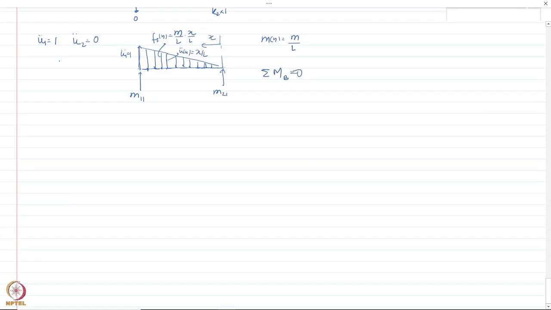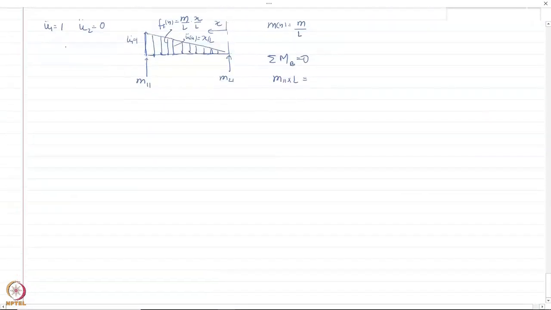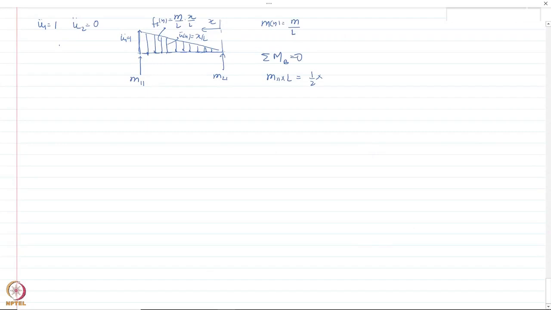Okay, so in this case, if I consider summation mb equal to 0, then I can write it as m11 times l is basically equal to the net effective inertial force, which would be in this case half times l times m divided by l. So the net resultant force in this case would be m divided by l. Okay, now this force would be acting at distance, which is 2l by 3. So that need to be mentioned.